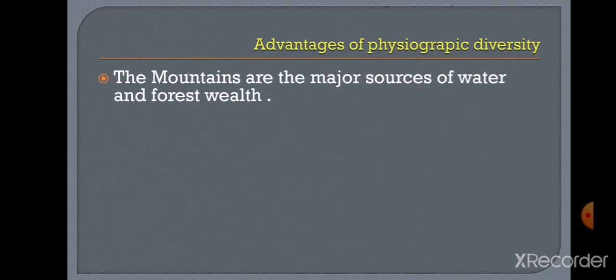Okay, now the chapter is almost over. This is the last point that we want to discuss here. In this point we are going to discuss what are the advantages of the physiographic diversity that we are having. What are the advantages of mountains? What are the advantages of the peninsular plateau or western coast and islands? What are the advantages of it?